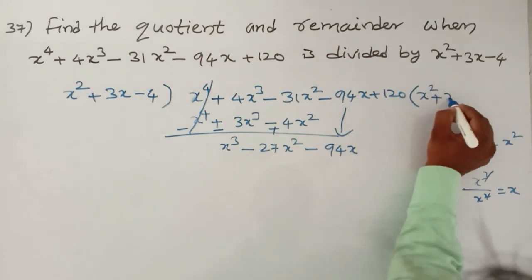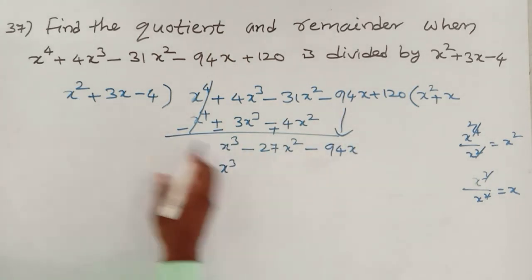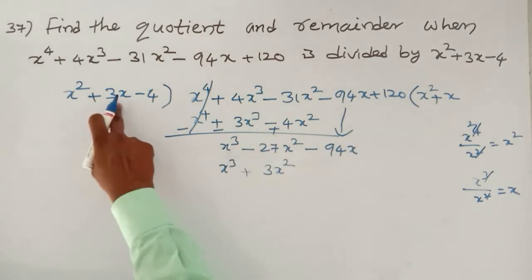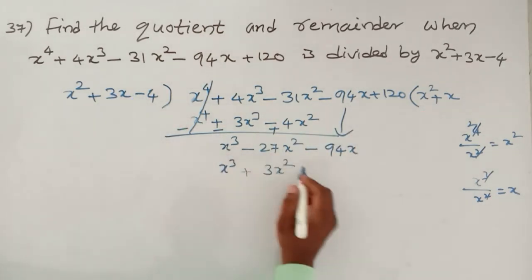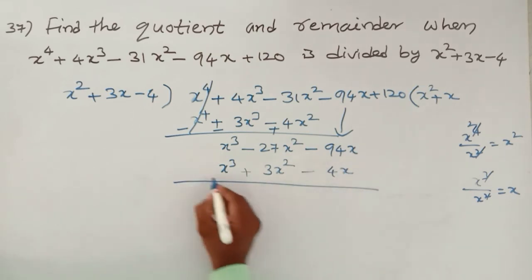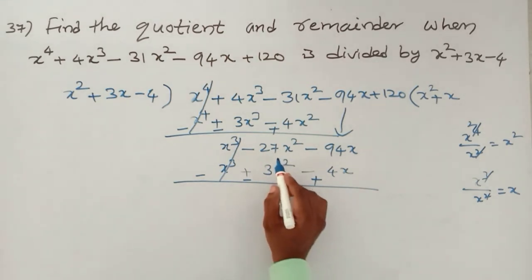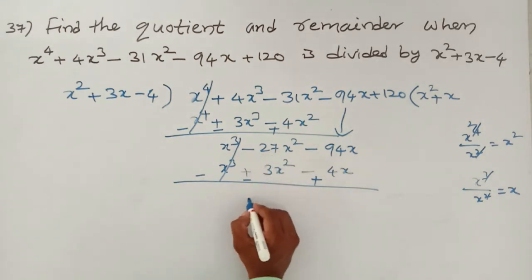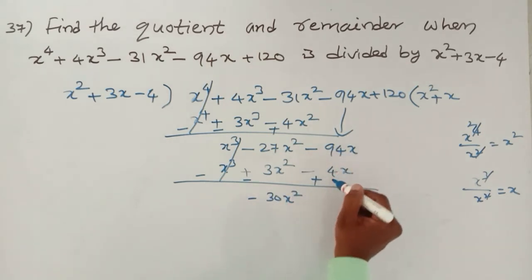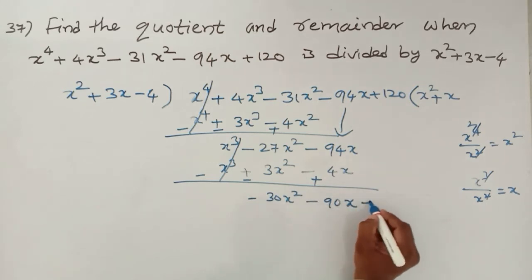So plus x, that will be x cube, plus into plus is plus 3x square, x into 3x is 3x square, plus into minus is minus, 4 into x is 4x, minus plus, so this x cube terms will be cancelled. 20 minus 27 minus 3 is minus 30 x square, minus 94 plus 4 is minus 90 x, plus I am dropping 120.